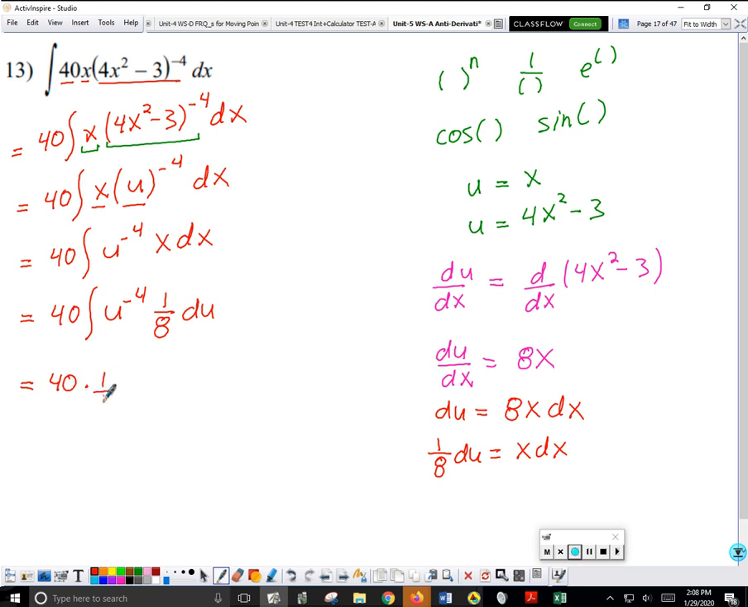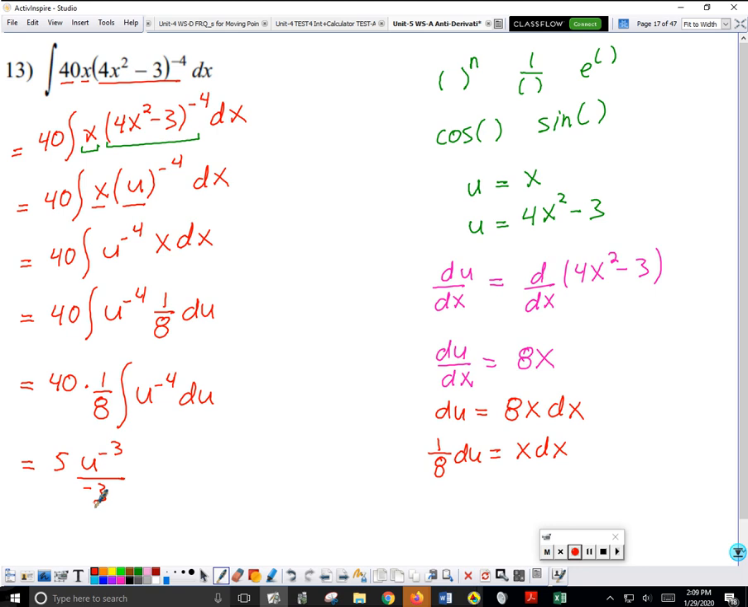40 multiplied by 1/8 is 5. Look at your pink sheet. Now we have an x to the n. It's like I said, you always finish the problem with the pink sheet. Is there a point where we'll stop using u, or will we end with du? Nope, stay with me. Is everybody okay to there?